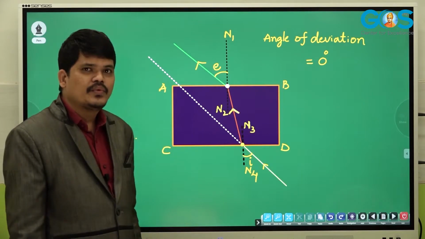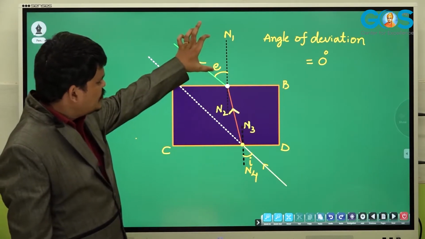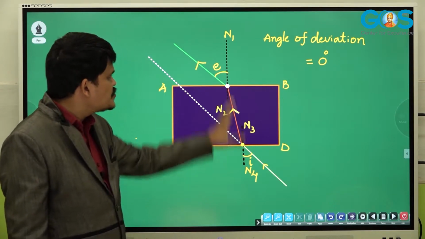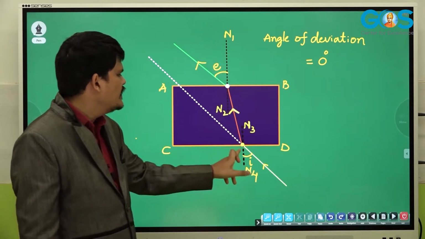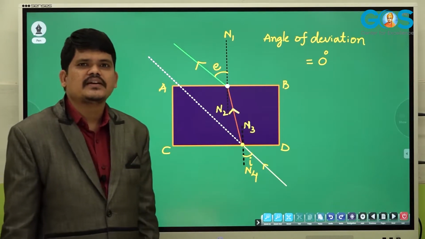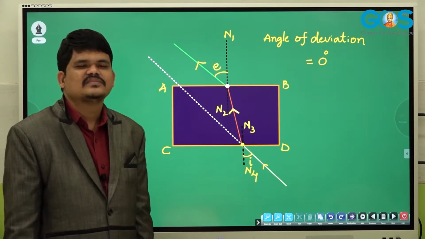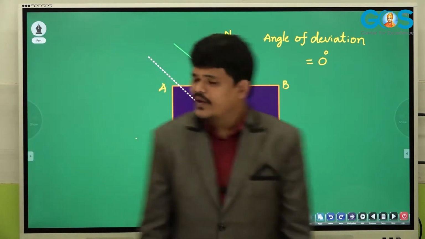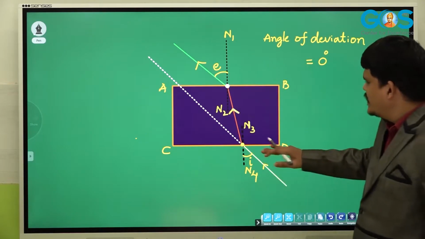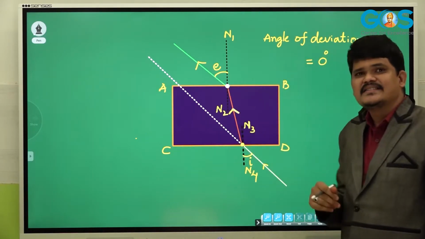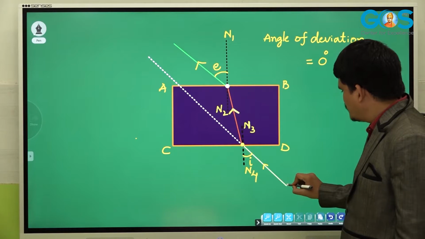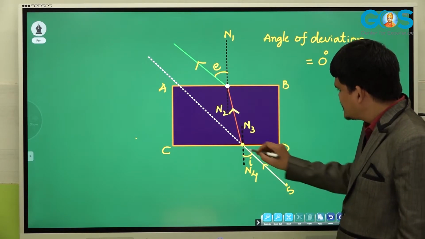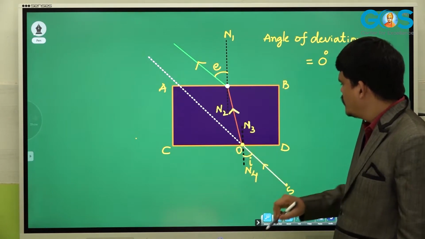Now draw the two normals N1, N2 and N3, N4 as shown here. Okay, clear. Now we need to send an incident ray. So let us suppose that the incident ray is SO.